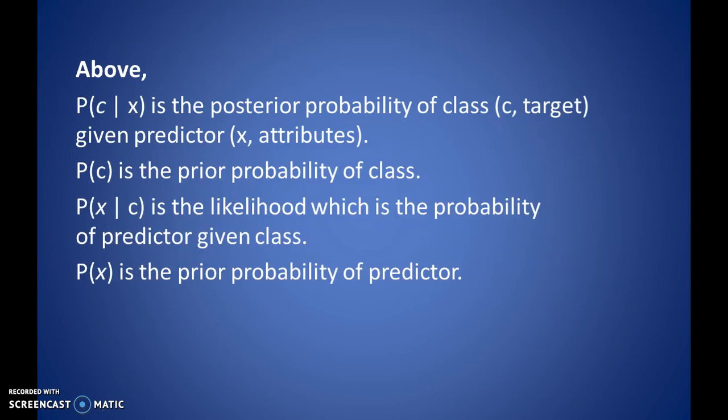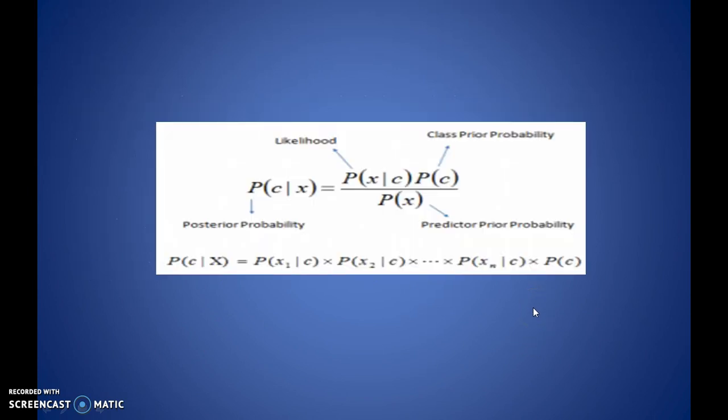Here P(C|X) is the posterior probability of class C, the target, given predictor X, the attributes. P(C) is the prior probability of the class. P(X|C) is the likelihood, which is the probability of the predictor given the class, and P(X) is the prior probability of the predictor. So this is very important. We need to understand this formula, and if possible, you have to remember it always. This is very important for the posterior probability.